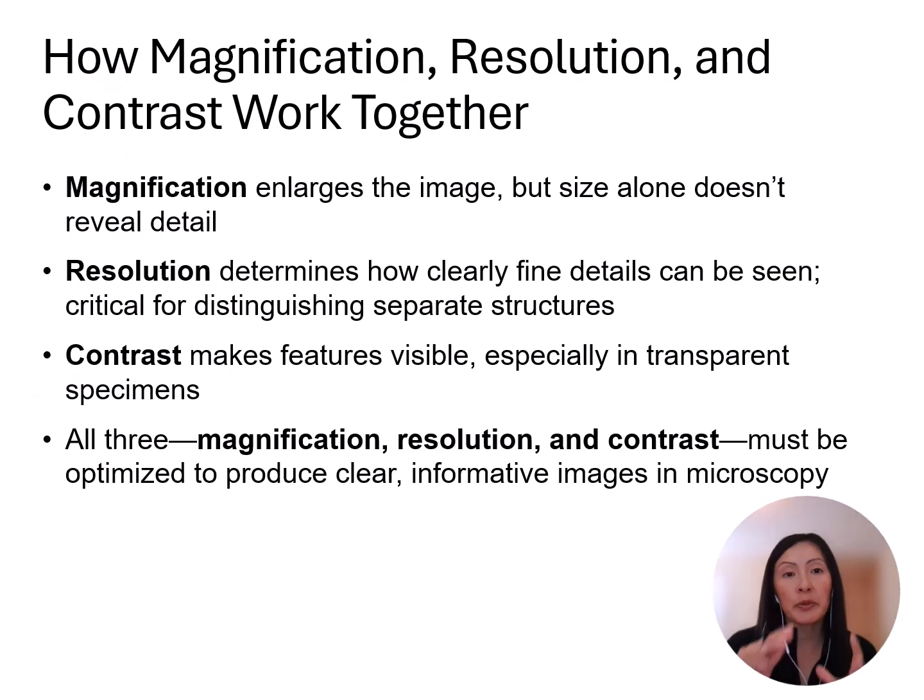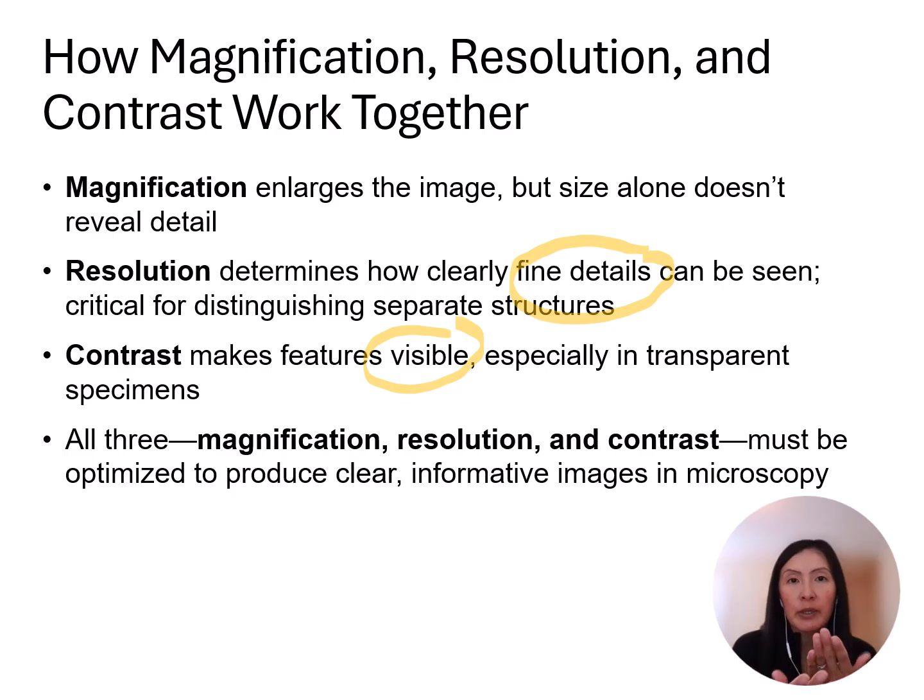In summary, remember that magnification makes the image or the object appear larger. Resolution allows us to see fine details so we can distinguish structures within the specimen. And contrast enhances specific features, either distinguishing the specimen from the background or specific structures within the specimen. And we need all three to produce clear, informative images through our microscopes.